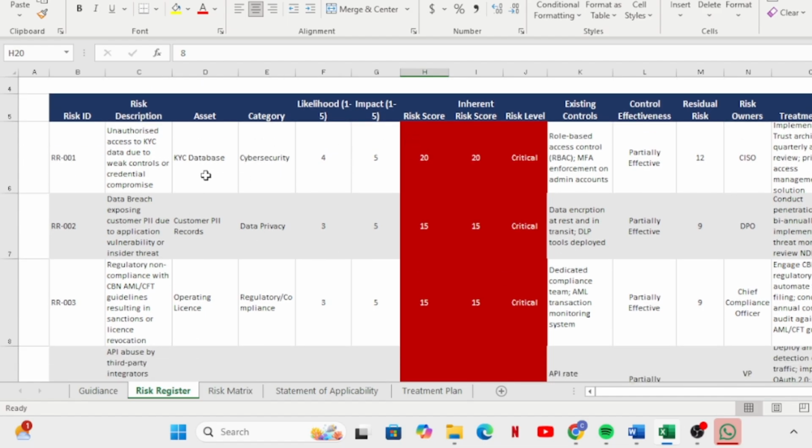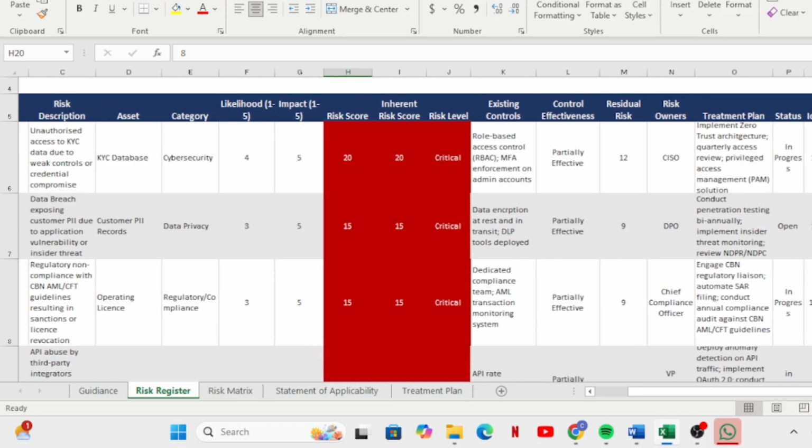The first asset is the KYC database, in the category of cybersecurity. The risk score here is 20, which means it's very critical and needs urgent attention. The risk level is critical, and the control we have is not effective, so that needs to be looked into.